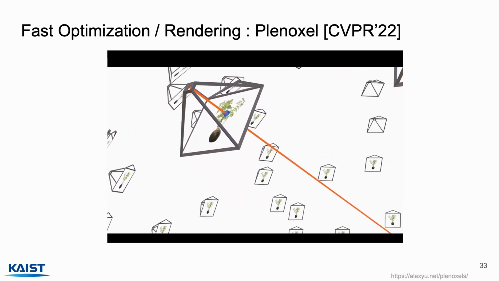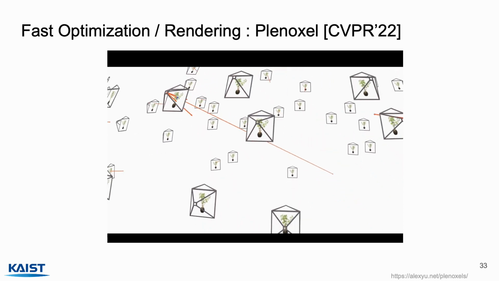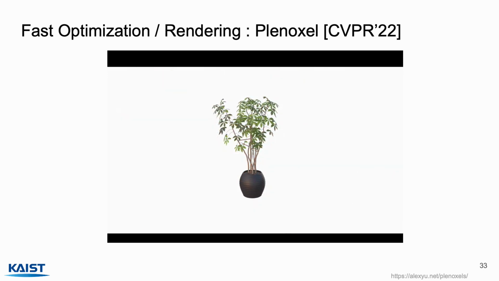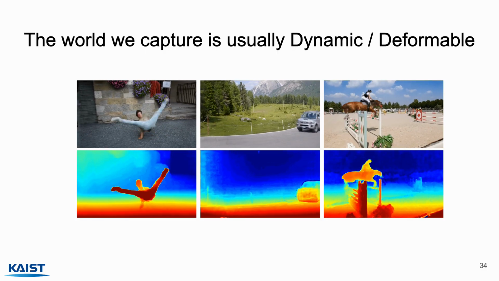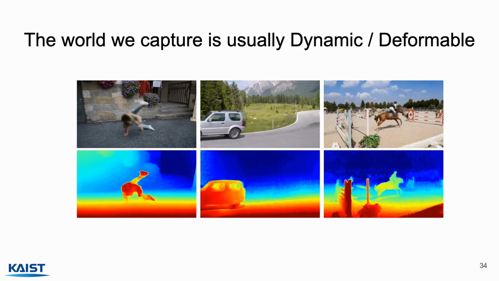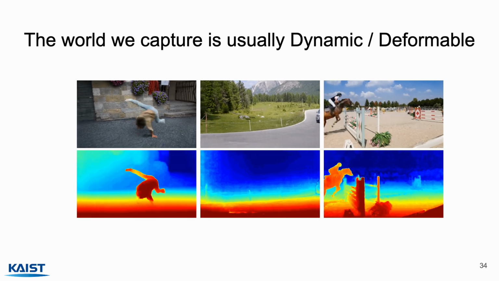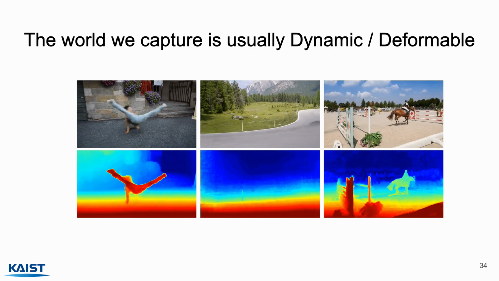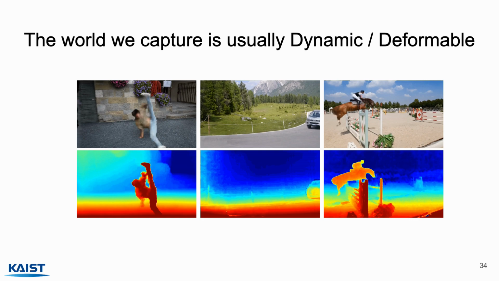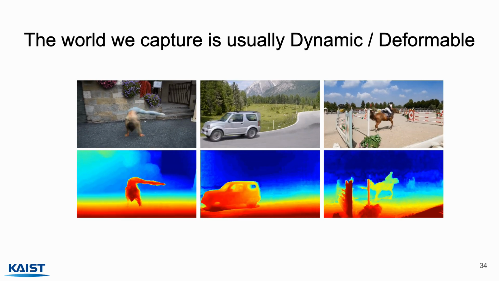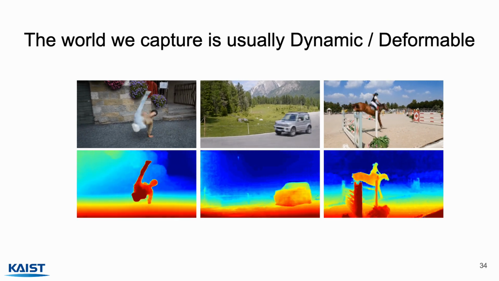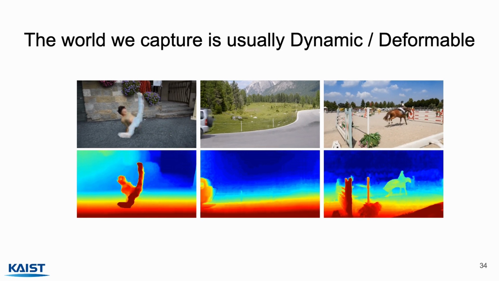So it makes the optimization pretty fast, and it shows pretty good quality. And the world we capture is usually dynamic, or the objects are deformable. We want to capture driving cars, or a dancing person, or a man on a horse. However, the original NeRF assumed that the scene we are capturing is time invariant, or static. So it becomes a huge direction in NeRF, usually called dynamic scene reconstruction or dynamic NeRF.